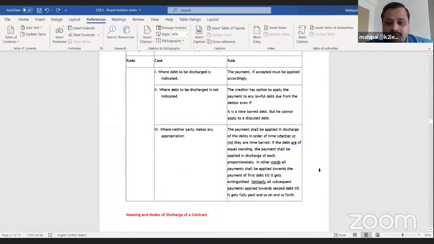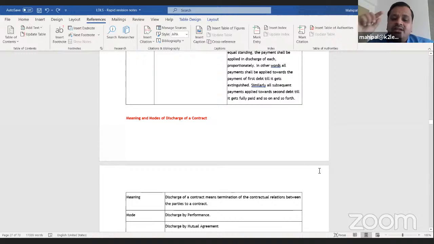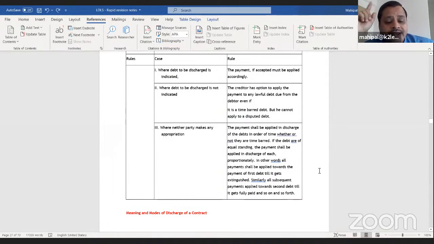Clear? In case where interest is outstanding on those appropriation of payment, the first thing which gets settled is interest, and then in the manner in which the debt was created. Clear?